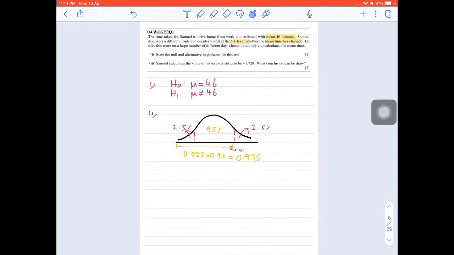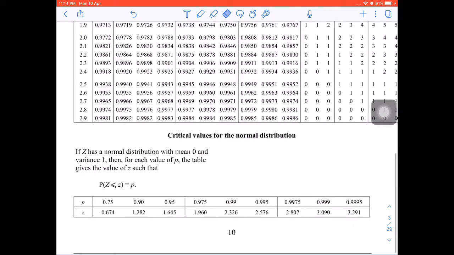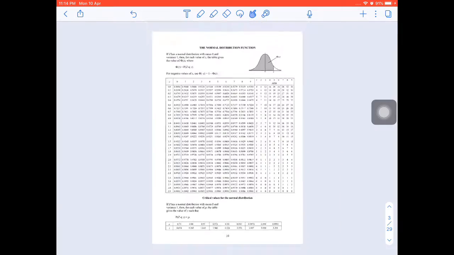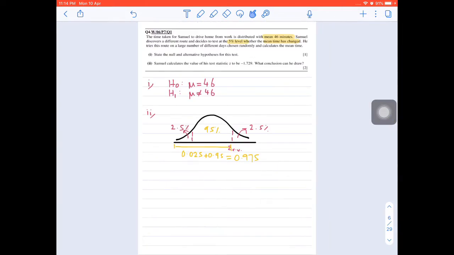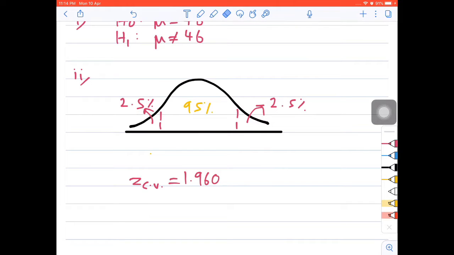So this is the probability. We need to find the value of z at this probability. So 0.975 gives 1.960. So the critical value of z is 1.960. So now what I can do is if I remove this, I can write over here that this value is 1.960 and this will be negative 1.960 because of the symmetry of the graph.